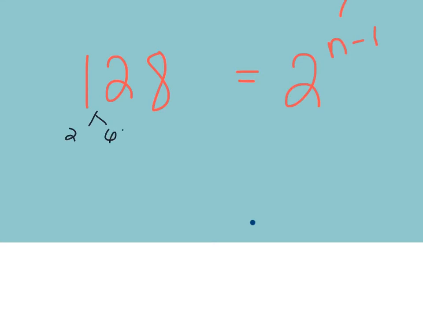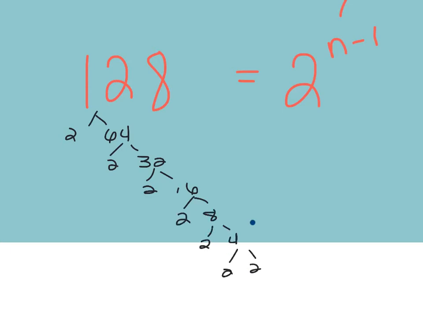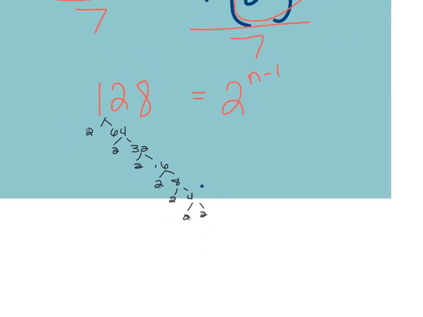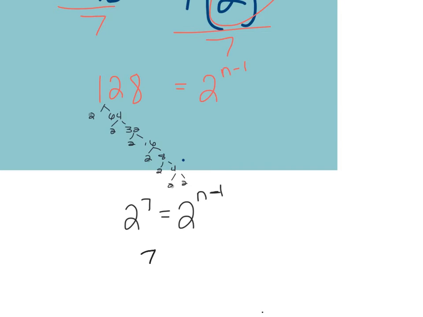Okay, so I'm going to break 128 down. This would be 2 and 64. This would be 2 and 32. This would be 2 and 16, 2 and 8, 2 and 4, and 2 and 2. That is 1, 2, 3, 4, 5, 6, 7 twos. So 2 to the 7th equals 2 to the n minus 1. And once the bases are the same, I can set the exponents equal to each other. And I get n is 8.